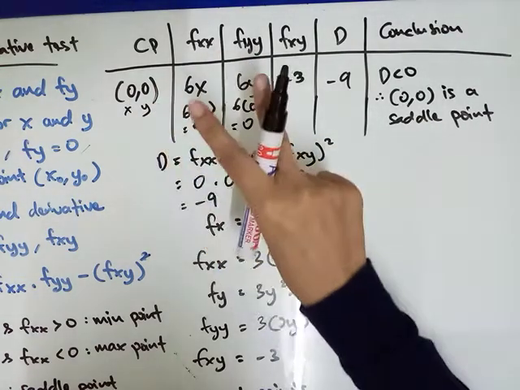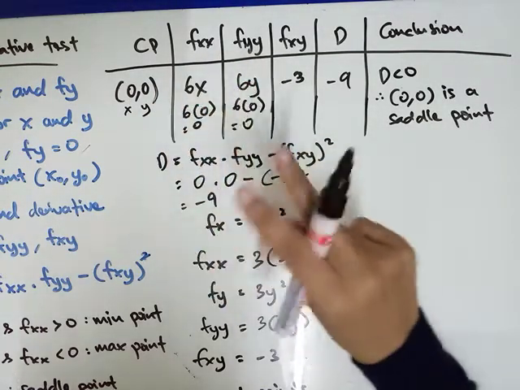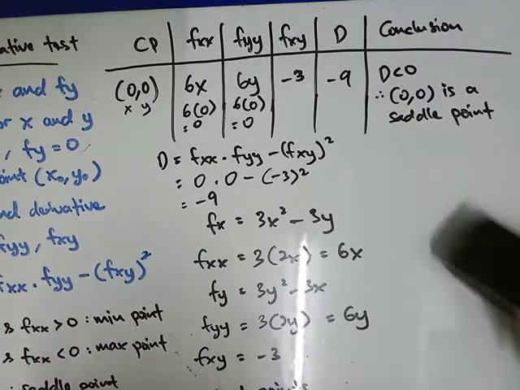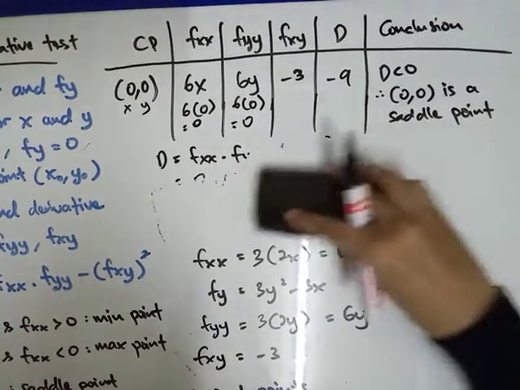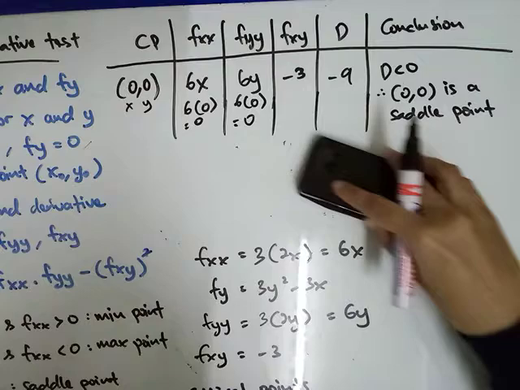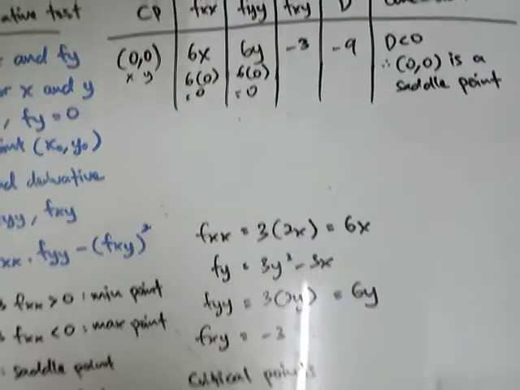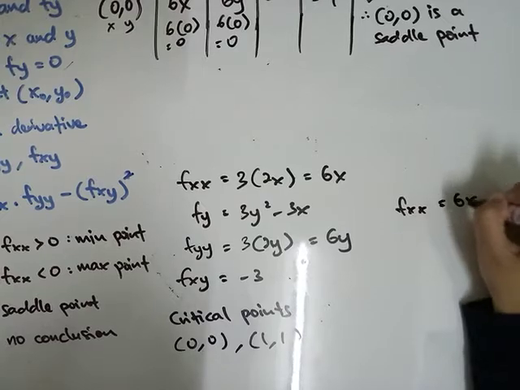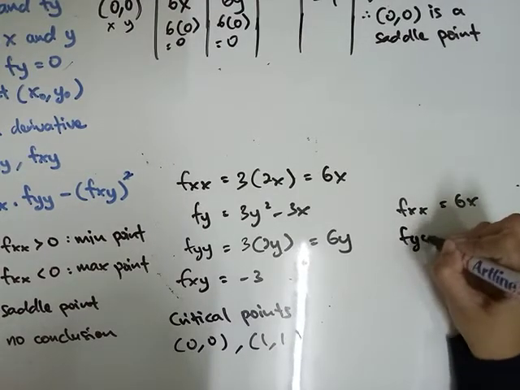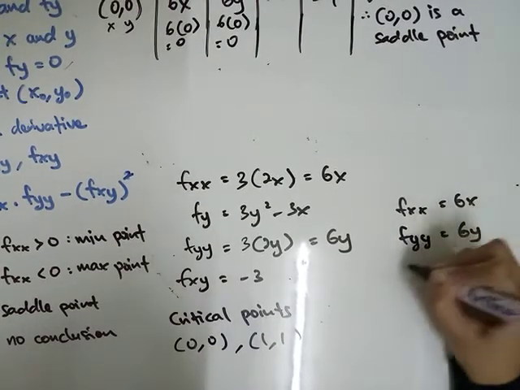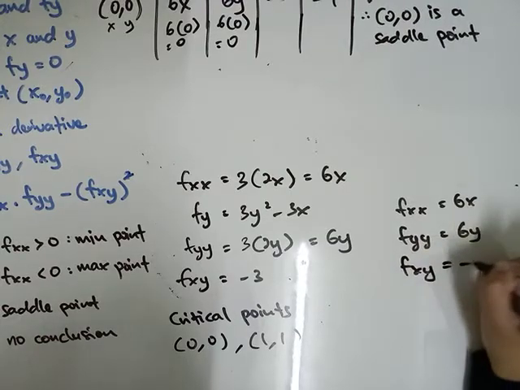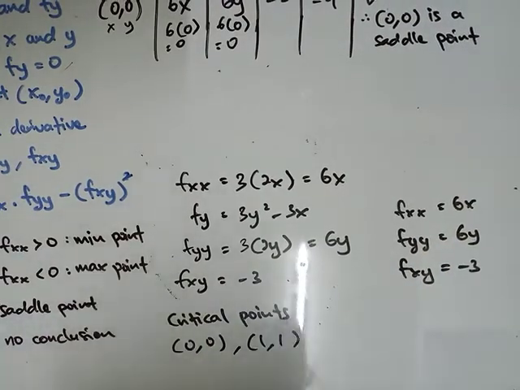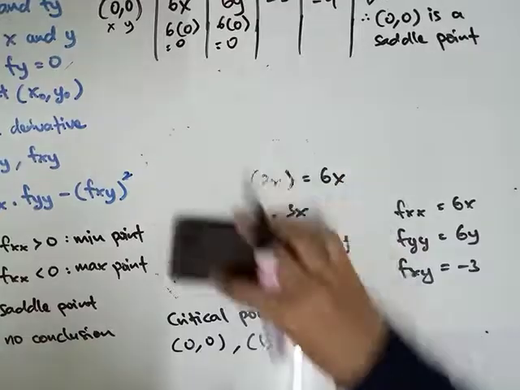We have two critical points. So I write it again now. Fxx is 6x. Fyy it is 6y. Fxy it is negative 3. Okay, so I erase this.